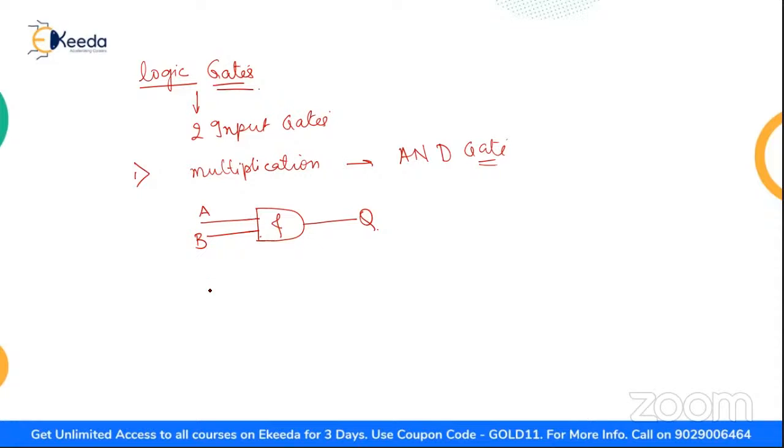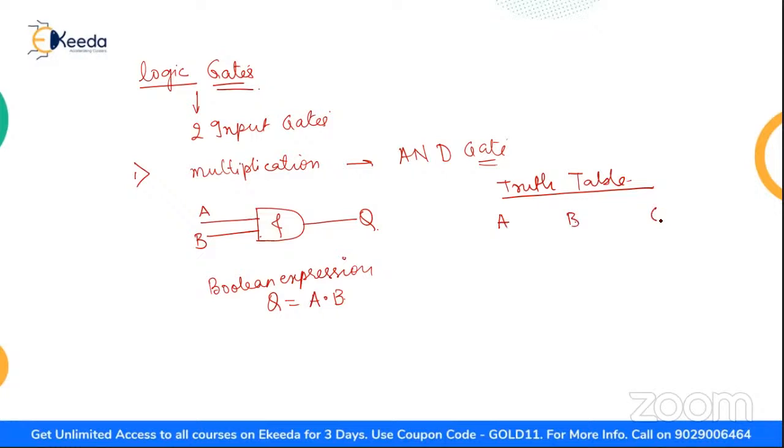So what is the Boolean expression for this? Boolean expression is the relation between digital input and output. Q is equal to A dot B. Output is equal to A dot B. What is a truth table? Truth table is nothing but representation of operation for various binary signals. So we have signal A, signal B, and output.